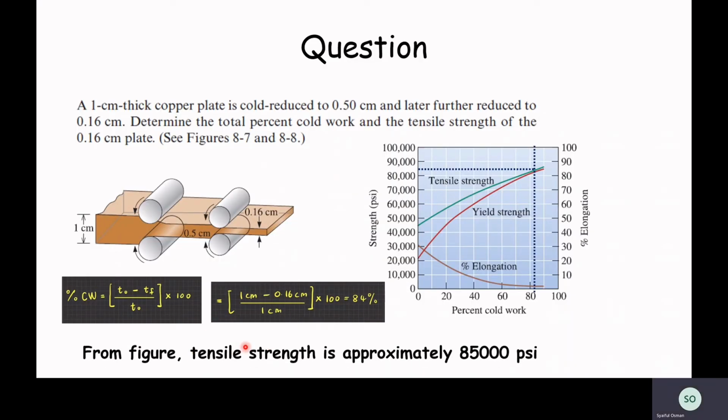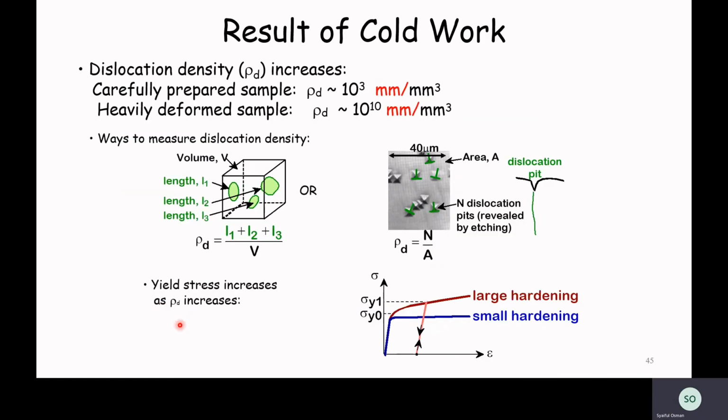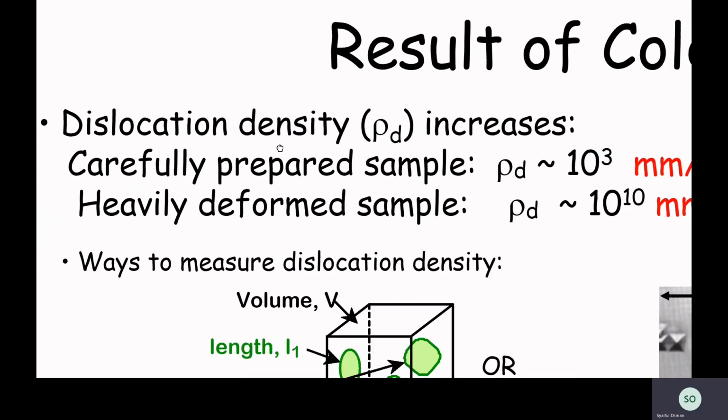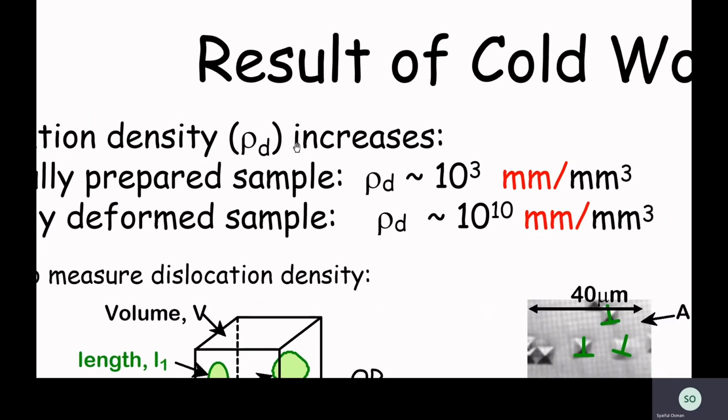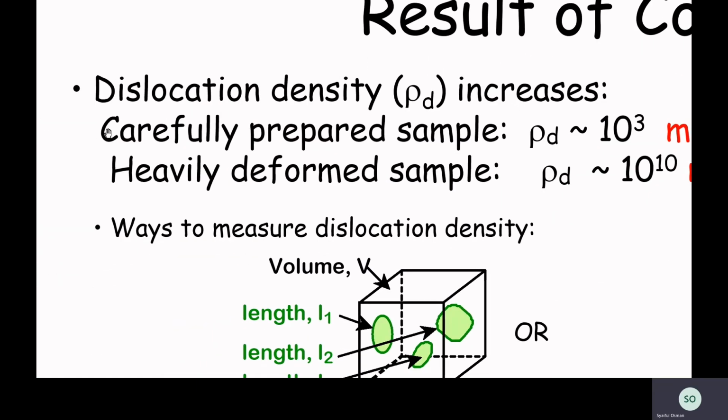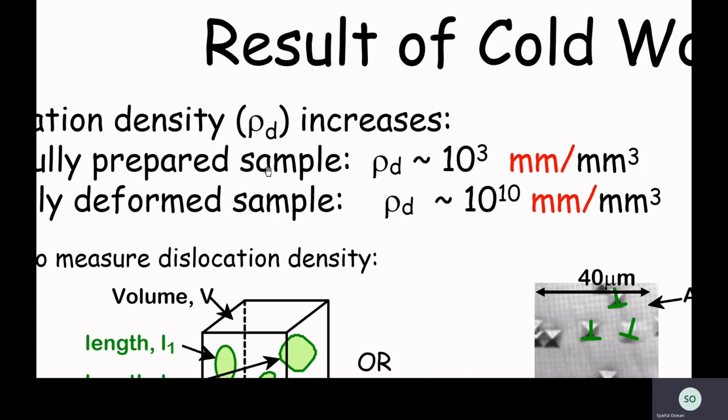So from the figure, we know that the tensile strength is approximately 85,000 psi if we cold work the material up to 84%. As a result of cold working, dislocation density will increase. As we can see here, for a carefully prepared sample, the density can be around 10 to the power of 3 millimeter per millimeter cube. But for a heavily deformed specimen, the dislocation density could increase at least 3 times, to 10 to the power of 10 millimeter per millimeter cube.